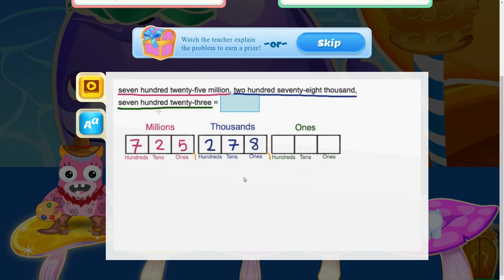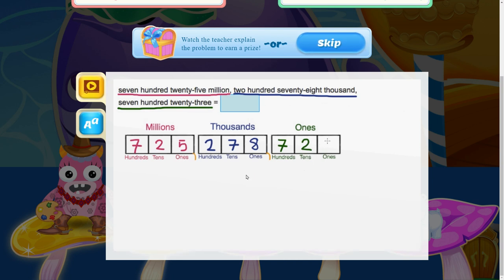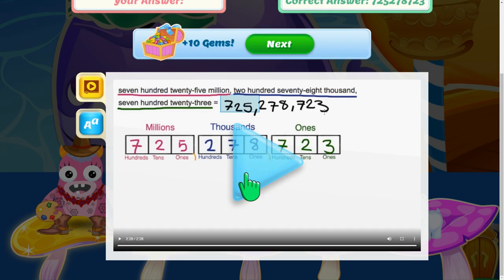So the 700 of 723 says we have 7 hundreds, which means we need to put a 7 in the hundreds place. The 20 of 23 says we have 2 tens, because 2 times 10 is 20. So that means we need to put a 2 in the tens place. And finally, the 3 says we have 3 ones, which means we need to put a 3 in the ones place. So our number is 725,278,723.